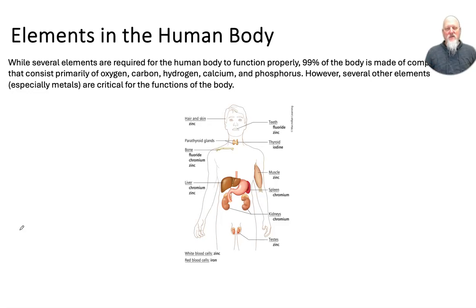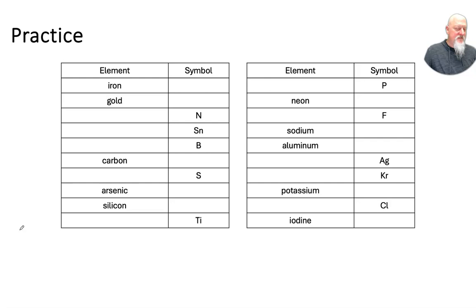Tons of other elements that are really important in very small amounts also play a big role in the human body and its function. But the 5 that I listed are the primary components of the body. Okay. The last thing here I did was put a little bit of practice here for you, for you to go between symbol and element.